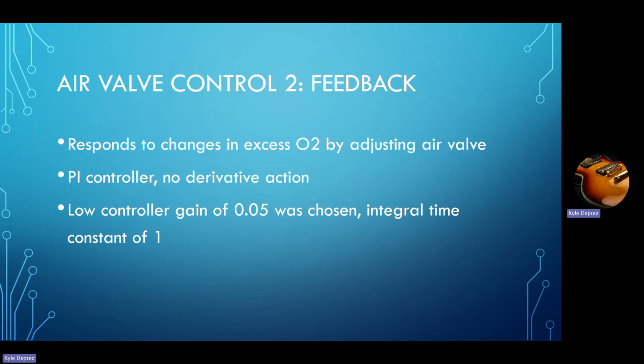And our final control that we implemented was on the air valve as well, but this was a feedback controller that responded to changes in excess oxygen by adjusting our air valve position. We wanted to maintain this at a level above a minimum of 9% excess at all times. Doing this, we used a proportional integral controller with no derivative action, and we used a low controller gain of 0.05 to avoid instability and an integral time constant of 1.